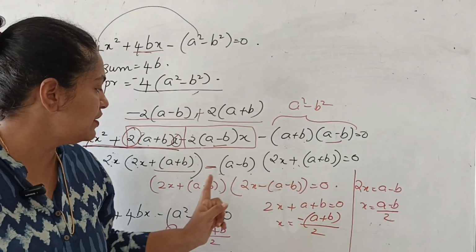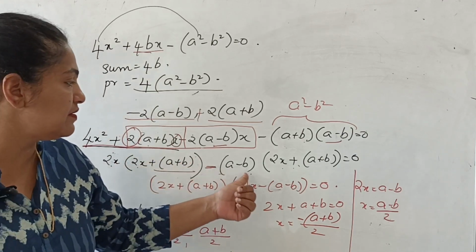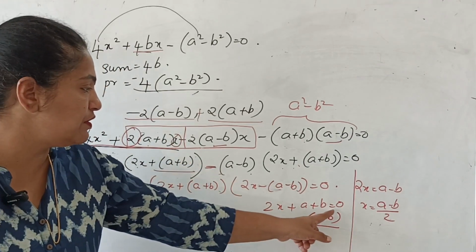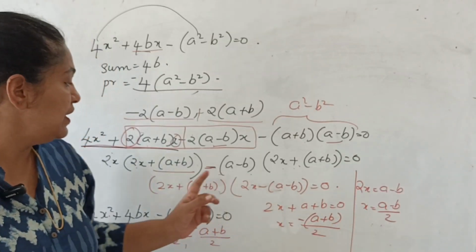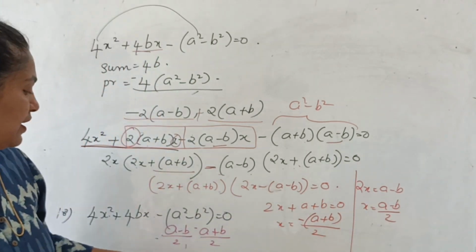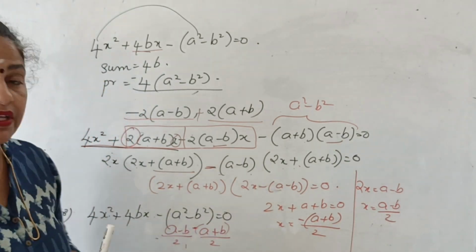These two terms you can see 2x plus a plus b is common. Taking it out, what is remaining? 2x minus a minus b. Now the product of two terms is equal to 0. The first one I have equated to 0 and I will get x is equal to minus of a plus b by 2. Now the second one I have equated and I get x is equal to a minus b by 2, and this is the correct answer. There was a minus sign. Okay, fine.